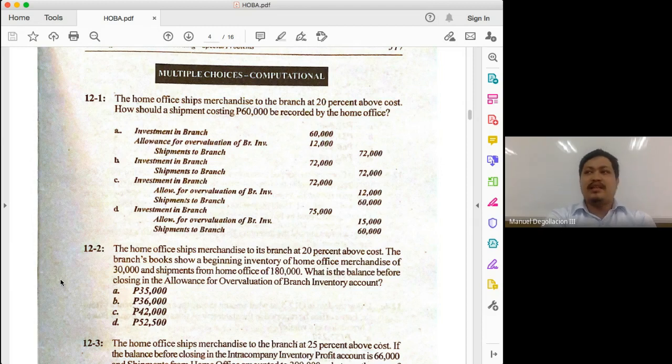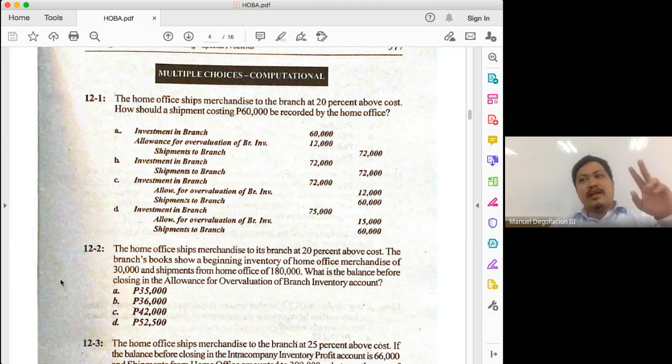Okay, so the next thing for us to do is to determine how much then is the markup on this shipment. The problem tells us that the shipments are billed 20% above cost. So you will have to get 20% of the 60,000, and that will give you 12,000. So the credit to your allowance, class, would be 12,000.